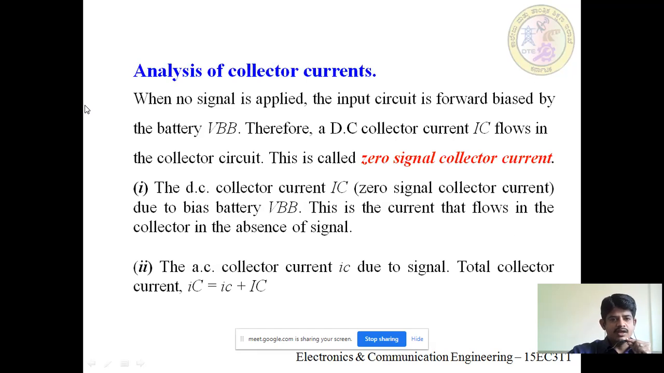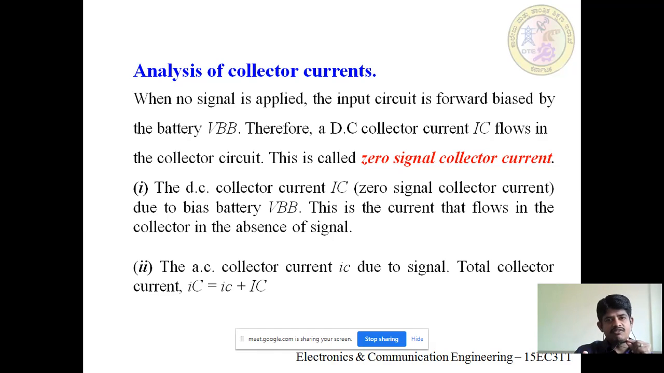One more thing: whenever there is no signal, you cannot assume that the transistor or the circuit is off, because we have supplied the VBB, which keeps your transistor on. So you can expect some DC collector current. That DC collector current is written as capital IC. It indicates a DC current flows in the collector circuit. This current is called the zero signal collector current, because there is no signal at the input side.